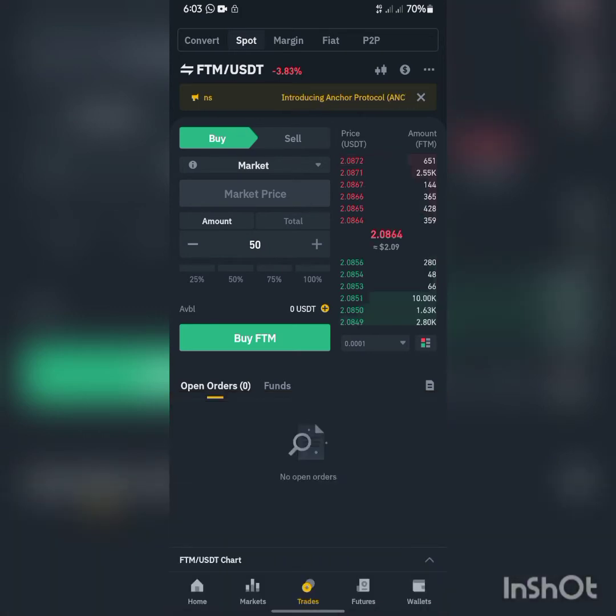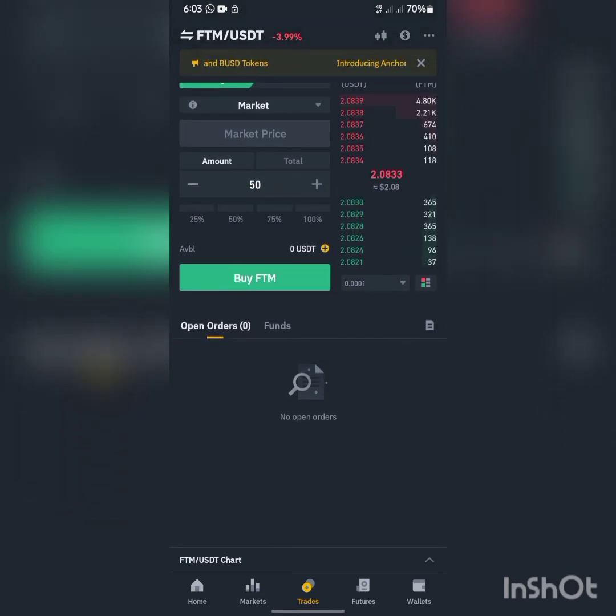Then you click on buy. What market does is give you the best rate possible at that point in time. If you want to buy at 2.0850, as you can see it's fluctuating, and you click on buy, it will just buy immediately. Unlike limit, it will not wait for that price to trigger. Do you understand?